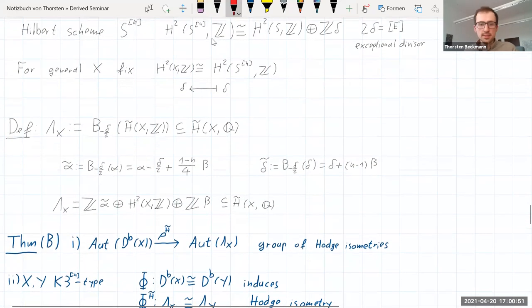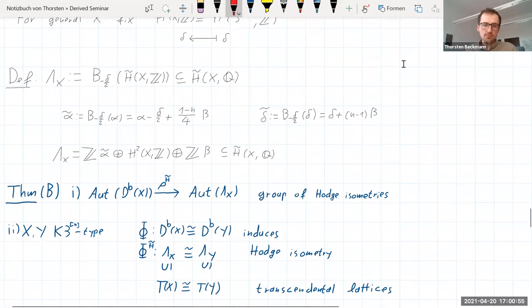And this here is the theorem in the case of K3^[n] type hyperkähler manifolds, which has the slogan basically that this is the lattice which is fixed by derived equivalences and preserved by the derived category, which then also later leads to a lot of nice and strong consequences. The first part basically, and that's how the proof is conducted, is the statement that the representation I explained to you earlier, from the derived equivalence group to the Hodge isometries of the extended Mukai lattice, actually restricts to a representation to the group of Hodge isometries of this lattice lambda X. And a relative statement of this is that if X and Y are of K3^[n] type, then a derived equivalence actually induces a Hodge isometry between these lattices.